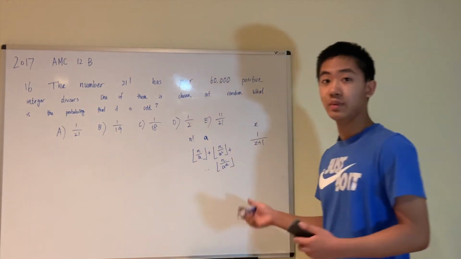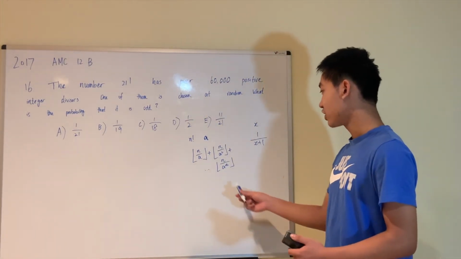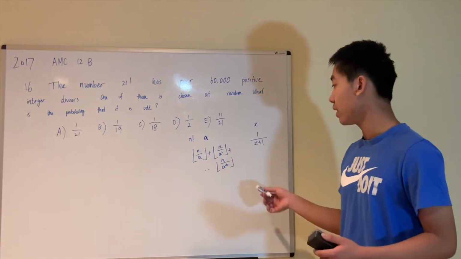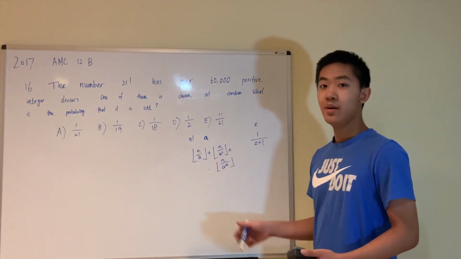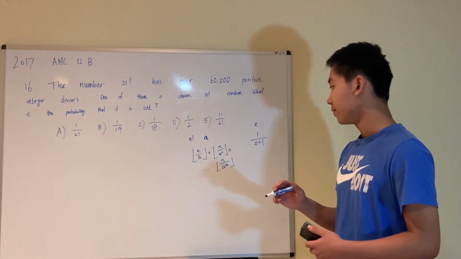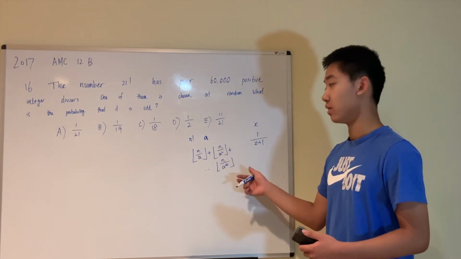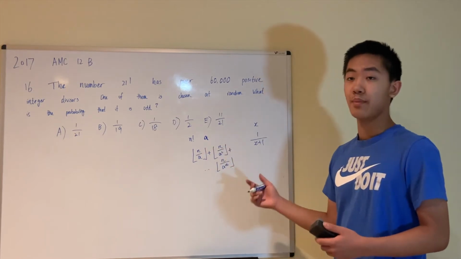So while this might seem like a lot, we actually just have to start adding until the point where a to the k is greater than n, because after that point, these floor functions are all going to be 0. So we only have to compute the sum up until that point.